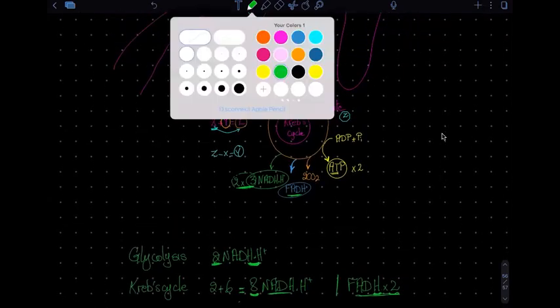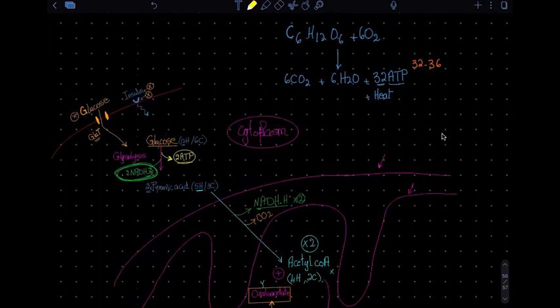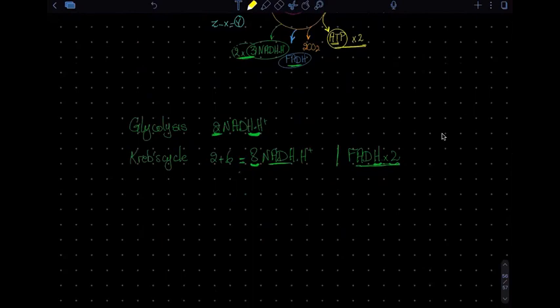How many ATPs did I get from all those reactions? I've got 2 ATPs from the Krebs cycle. I've got 2 ATPs from the glycolysis. So I have a net gain so far of 4 ATPs. Remember, a glucose is supposed to yield 32 ATPs.